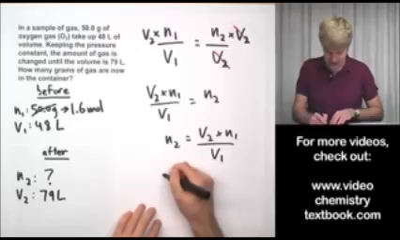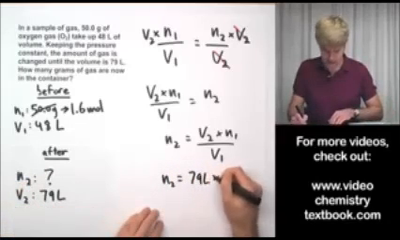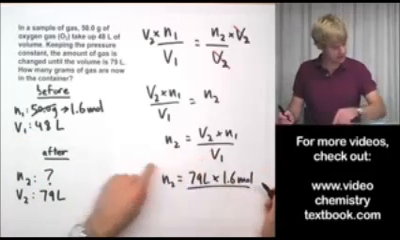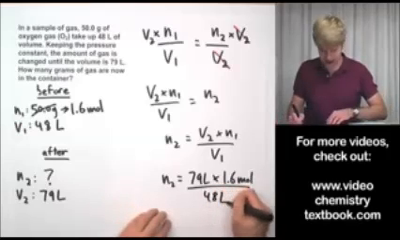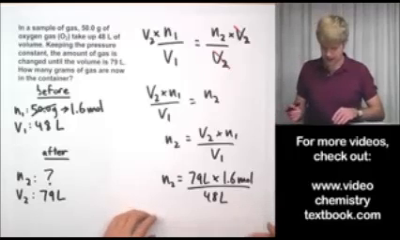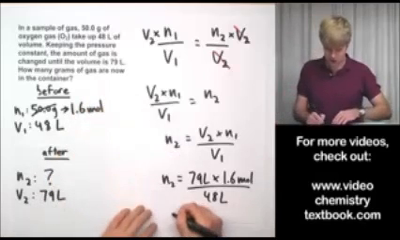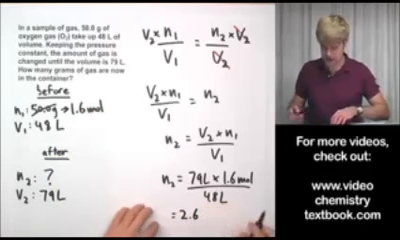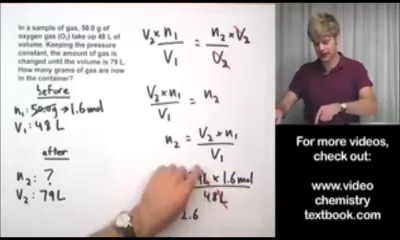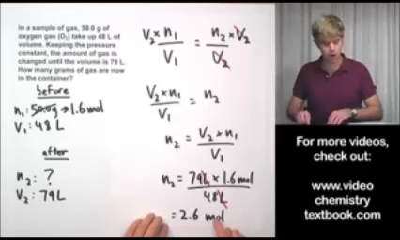So I've got N2 equals V2, 79 liters, times N1, 1.6 moles, divided by V1, which is 48 liters. And when I do that, the number that I get is going to be 2.6. And what are my units going to be? Well, liters up here, liters down there cancel out. So my final answer here is going to be 2.6 moles.